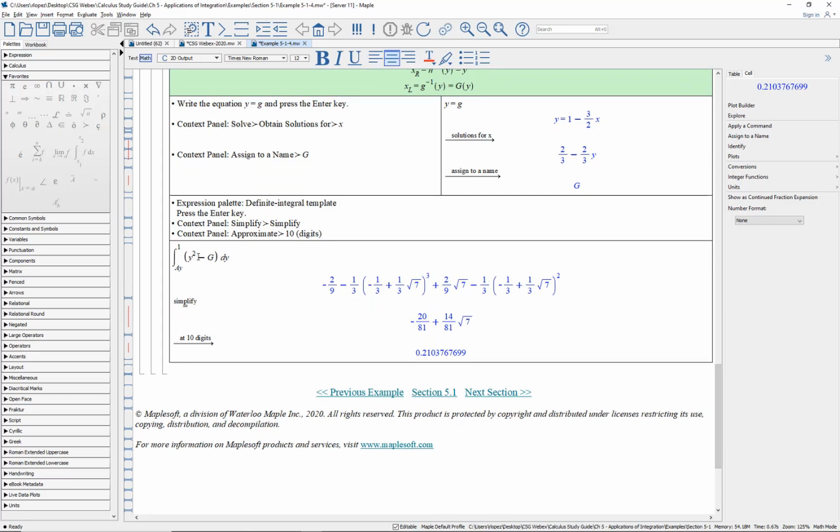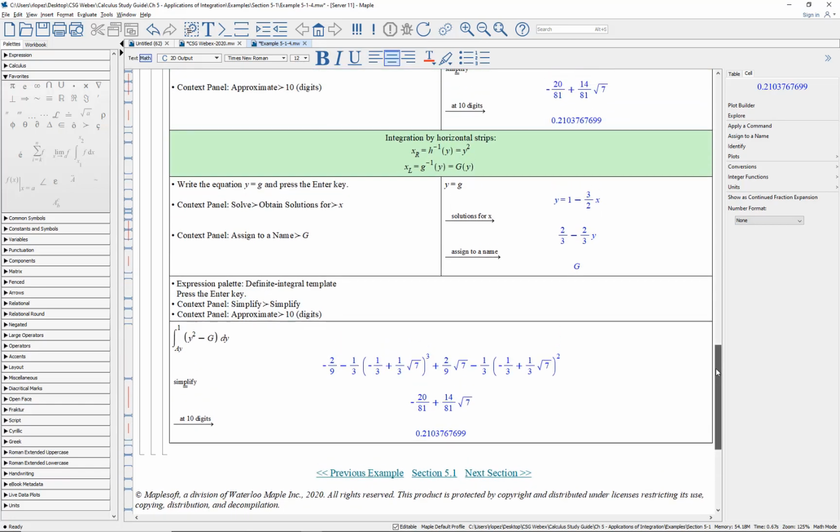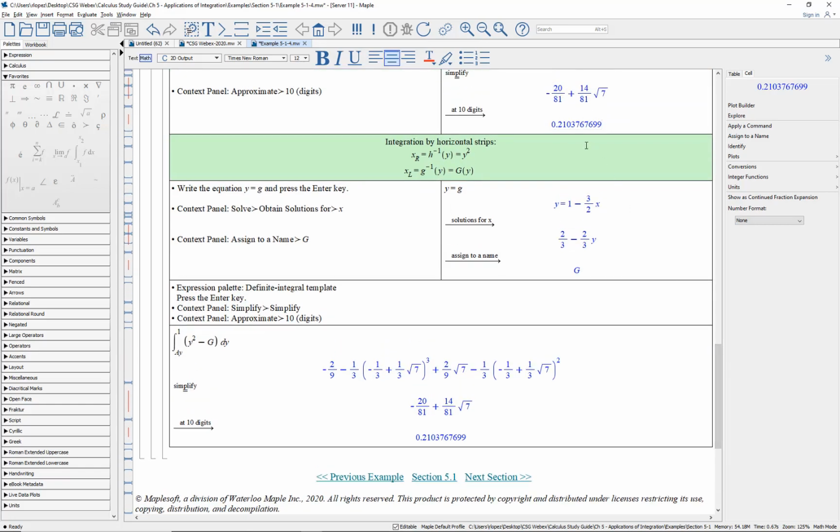The other function is a square root, so its inverse is y squared. I just wrote y squared. You're integrating y squared minus g. That's the strip. It's a dy integral, so it's from the y coordinate to 1. You get this expression. It simplifies to this. It floats to this, which is the same as we see here.